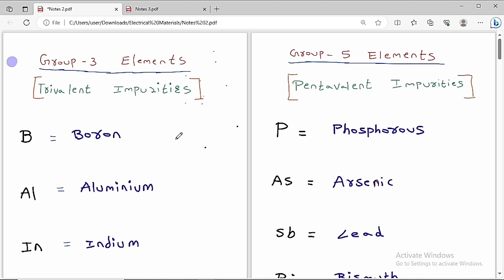The main aim of this lecture is to discuss semiconductors, some important points regarding semiconductors, in a very detailed manner.